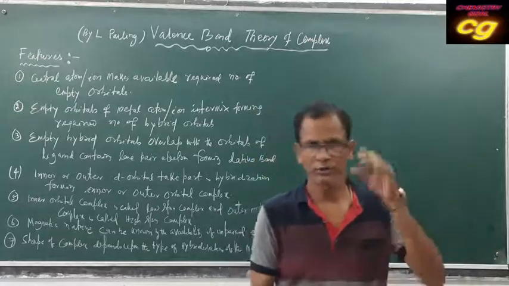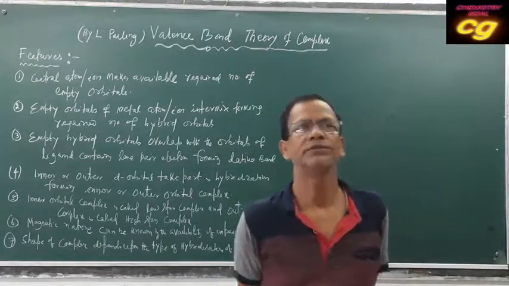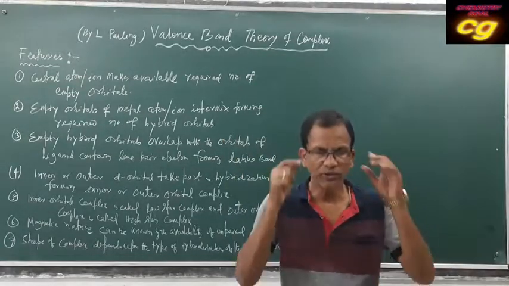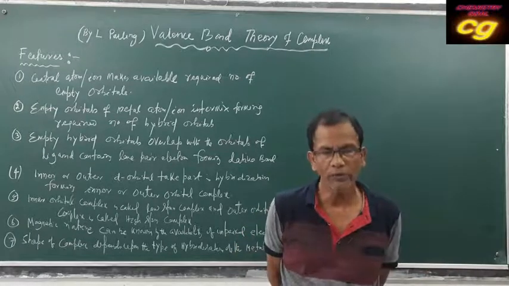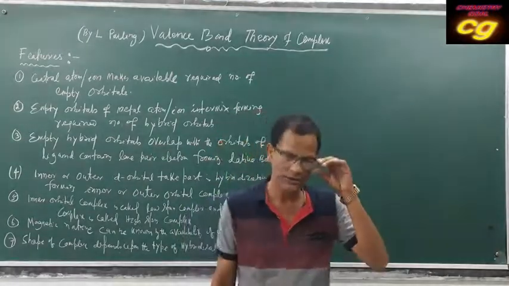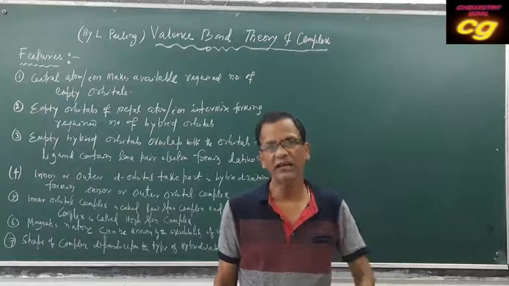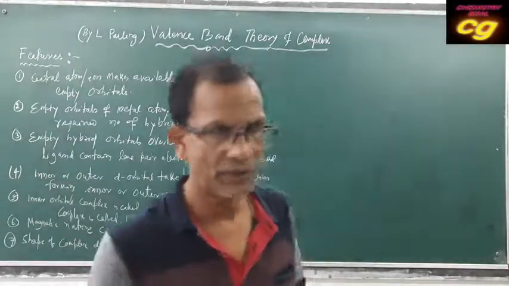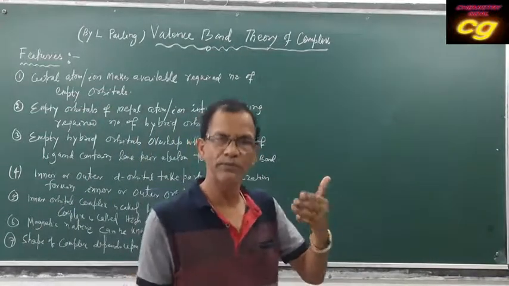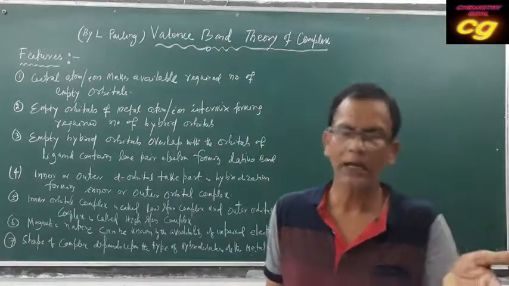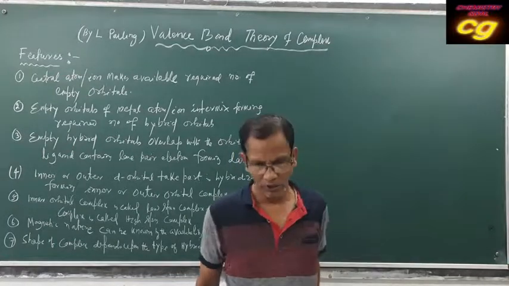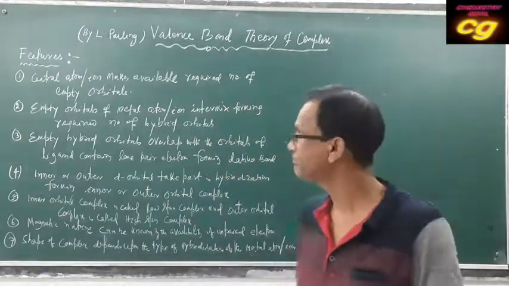Now we are going to discuss the topic Valence Bond Theory of Complex. It is a very important topic to know about the shape of the complex, the magnetic nature of the complex, the nature of ligands, and the nature of metal ions; how the shape and the magnetic character of the complex differ from one another by changing different ligands. So today we will discuss these things.